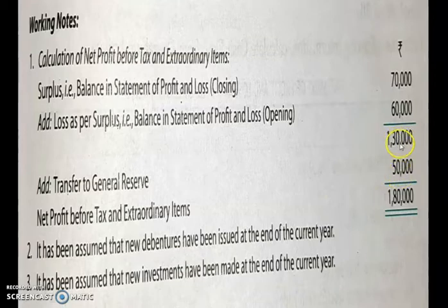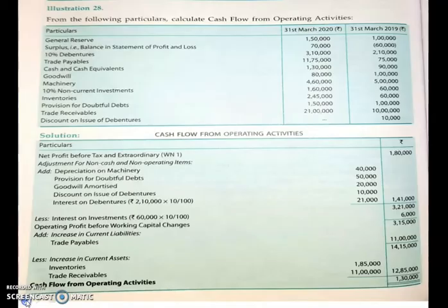Adding 1,30,000 with 50,000, you will get 1,80,000. That is the net profit before tax and extraordinary item. So your working note is completed. Now take this 1,80,000 to your solution. So net profit before tax and extraordinary item, working note number 1, you got 1,80,000.